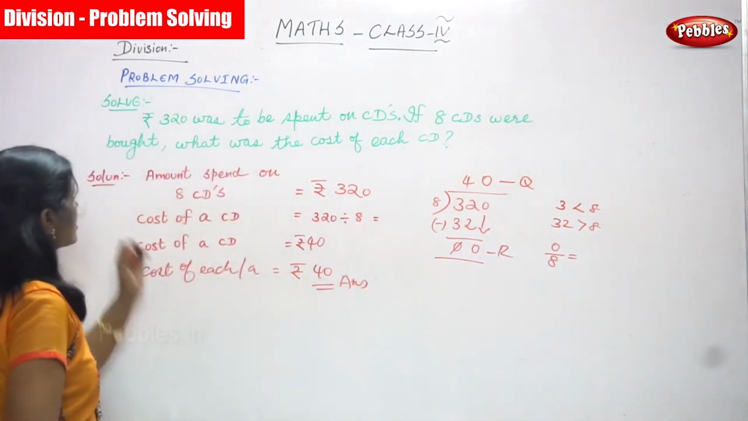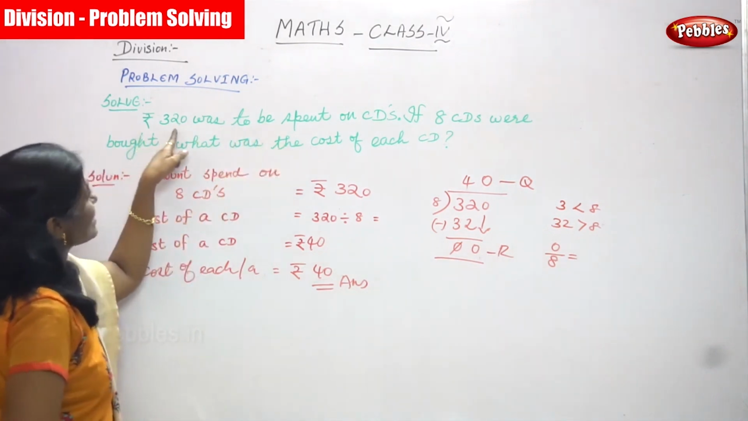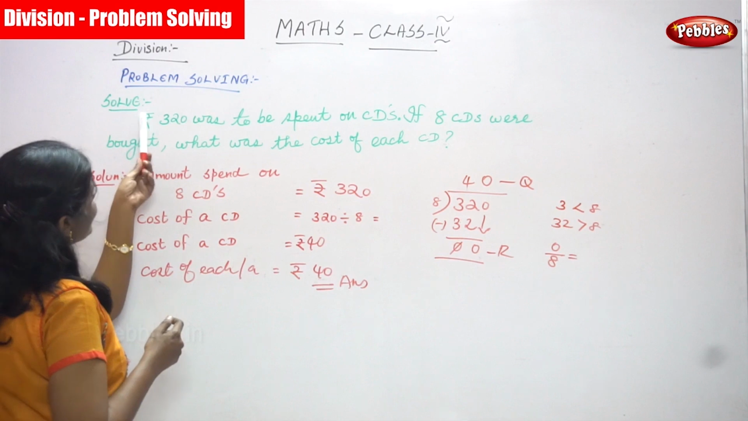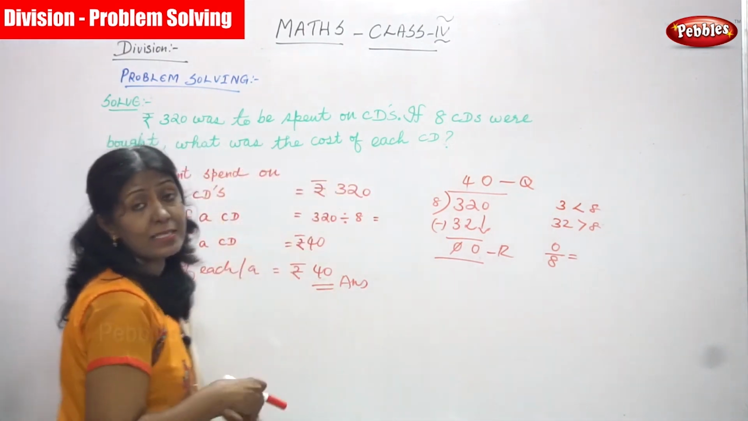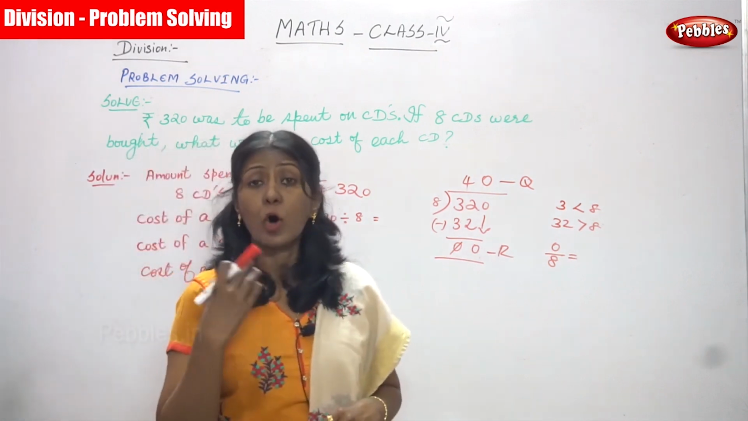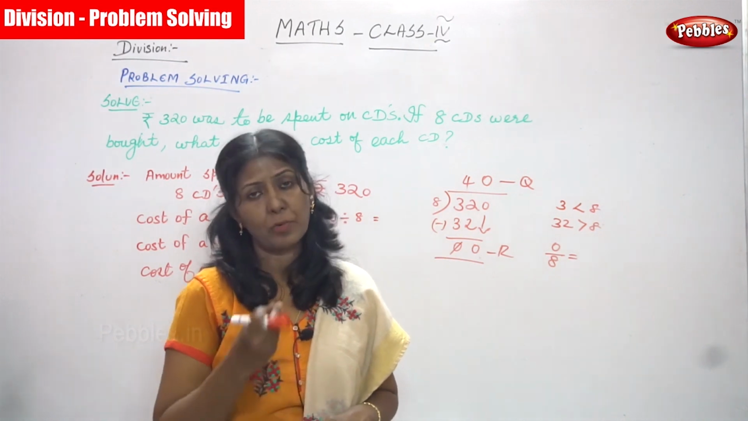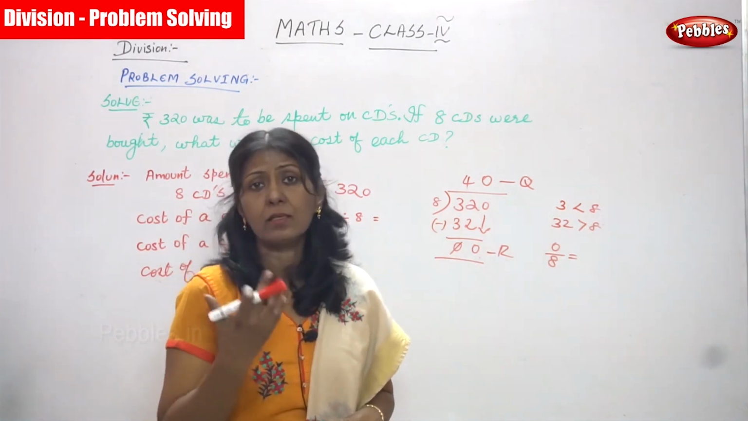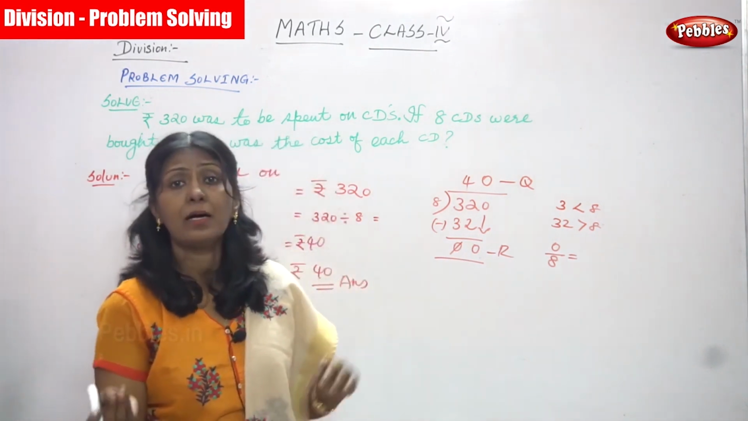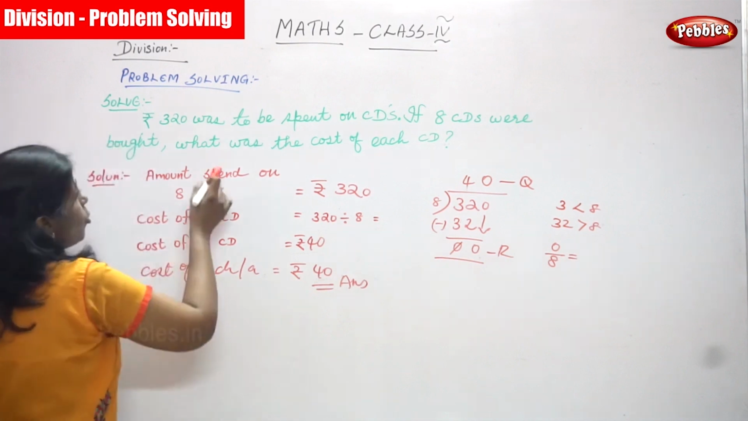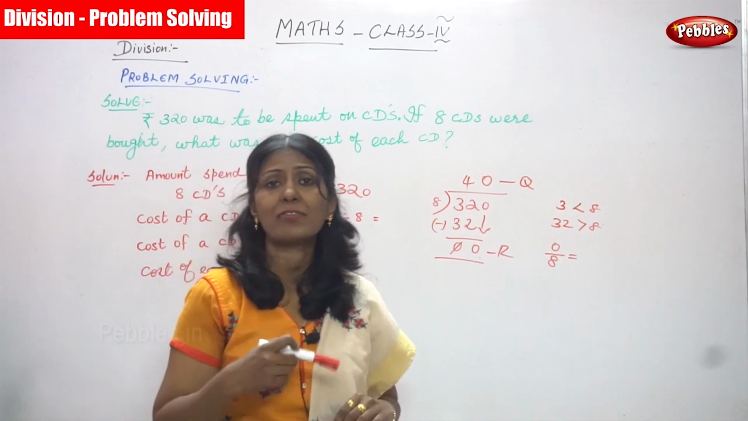I'll explain once again. The question is: rupees 320 was to be spent on CDs. They spent the amount for CDs, that is 320 rupees. For how many CDs did they spend? That is 8 CDs. They bought 8 CDs. For the 8 CDs they spent rupees 320. So what was the cost of each CD? You have to find out the cost of a single CD.